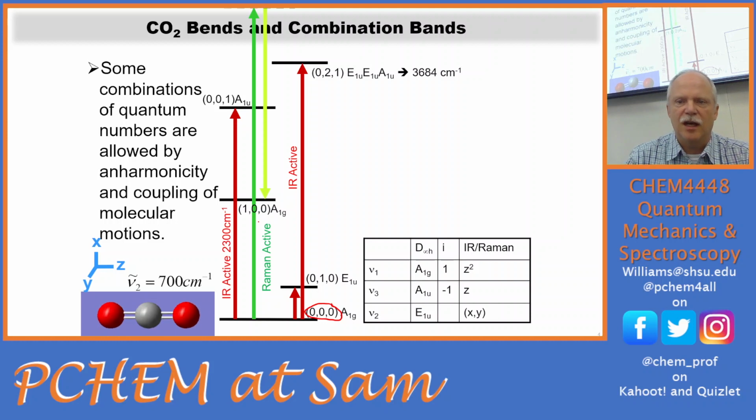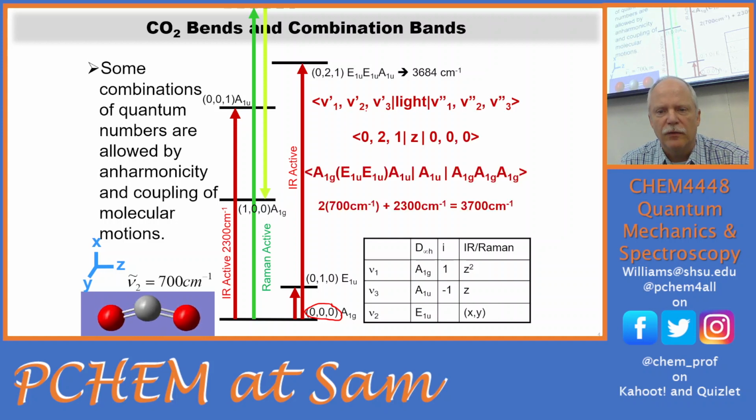But there is this combination band. If we were to figure out how to get to 3684, one of the possibilities is to have 2 times 700, plus the 2300 of nu 1, and that gets us to 3700. And so this is where combination bands get difficult, and I'm not going to have you do this.